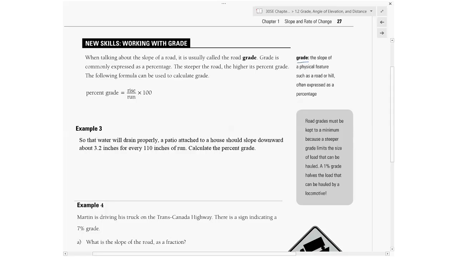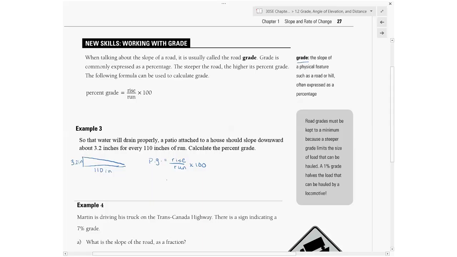So that water will drain properly, a patio attached to a house should slope downward about 3.2 inches for every 110 inches of run. So we want to calculate the percent grade. So if we're looking at this, obviously not to scale, it should slope downward about 3.2 inches for about every 110 inches of run. So percent grade, I call it PG, is the rise over run times 100.